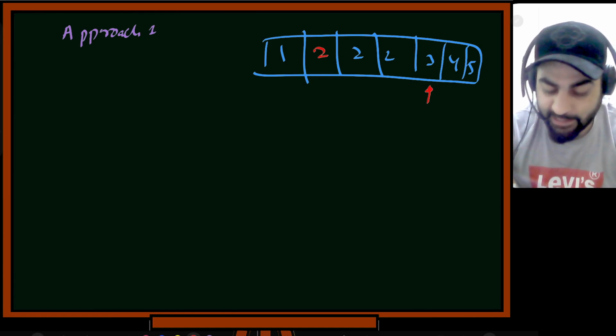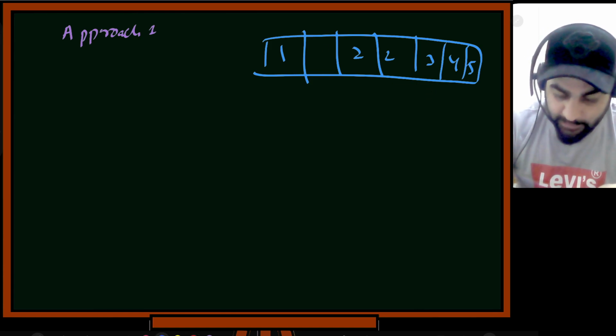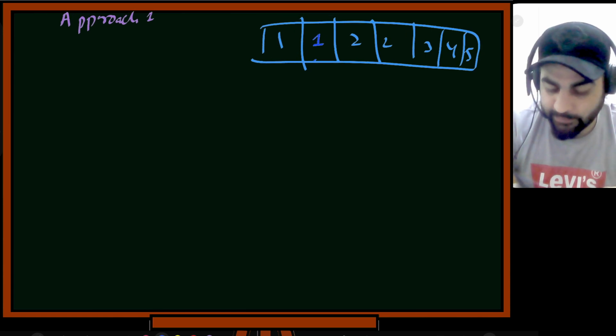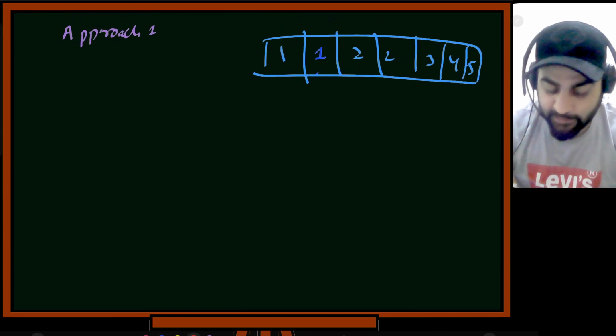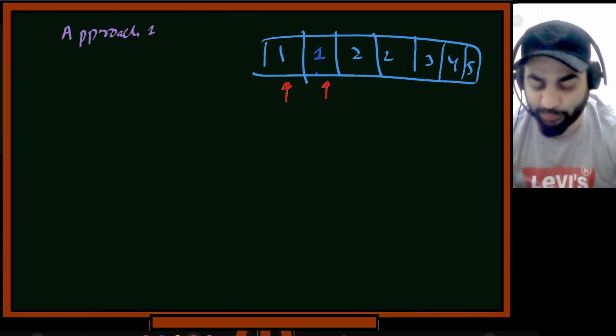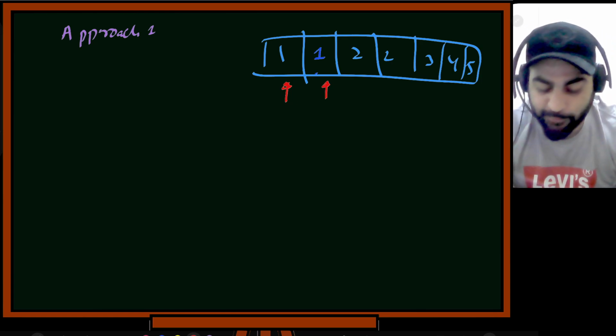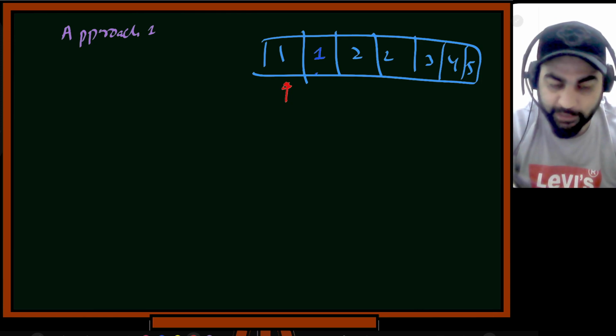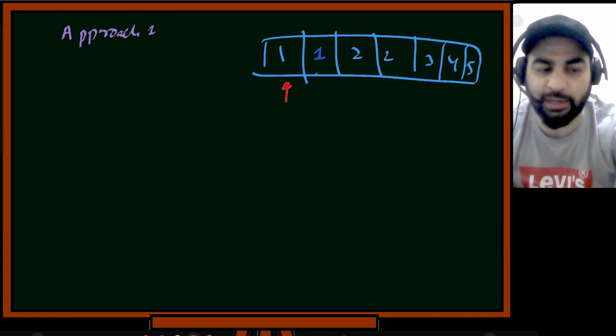Okay, let's again write this. So it was 1 1 2 2 3 4. These are 2 pointers. Okay, now think again. So what should we do? If you found the same element, you are updating the pointers. You're updating one pointer at least.